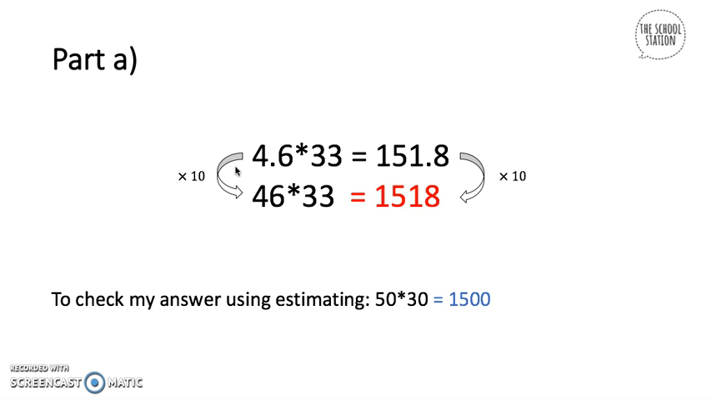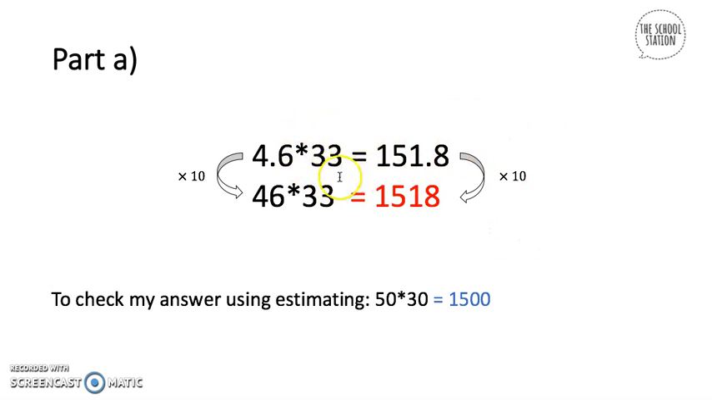So when we have that, we have to do the exact same thing to get the answer. Since we have 151.8, all we have to do is multiply by 10 and we should be getting our answer, because whatever you do to this side of the equation, you have to do the exact same thing to the other side.